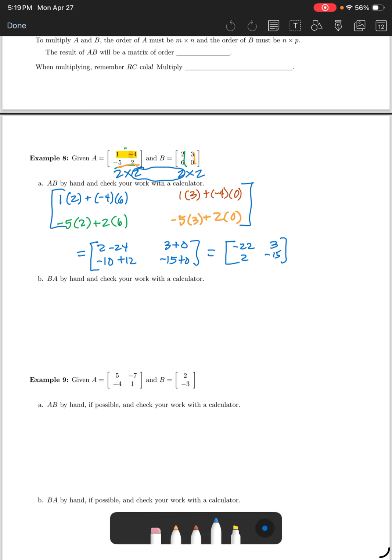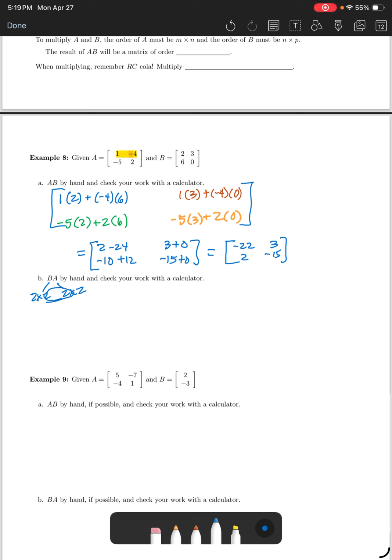Part B is to do the same thing, but now B is first, and that is going to make a big difference in our answer. It's still 2 by 2 for B and 2 by 2 for A, so the matrix multiplication is still possible and the answer will still be 2 by 2. But now B is first, so on the left, and A is second, and therefore on the right, and that changes what we're going to get.